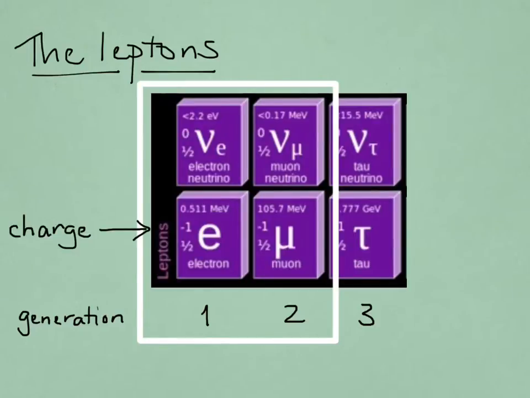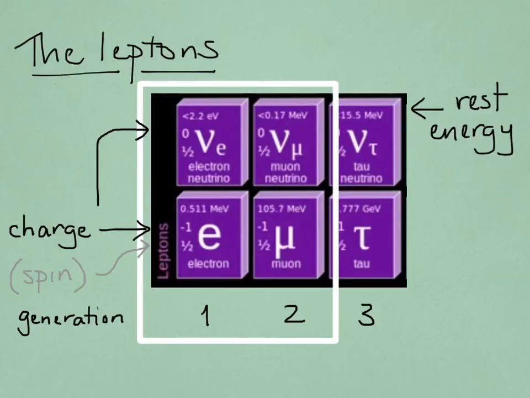So what else have we got in this diagram? First of all, we've got charge. As you can see, the electron has a charge of -1, and so does the muon, and so does the tau, as it happens. And the neutrinos have no charge, so they've got a 0 in the same position. In a lot of diagrams, you'll also see another number, which is a half for the leptons, and that's a number associated with something called spin, which is beyond A level, but you might hear it mentioned.